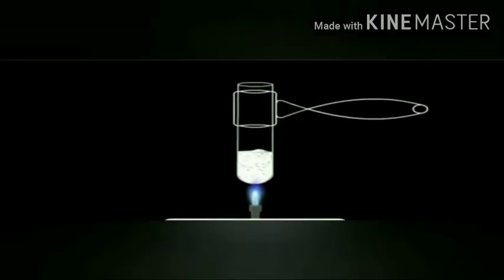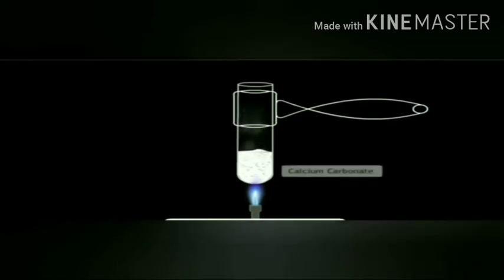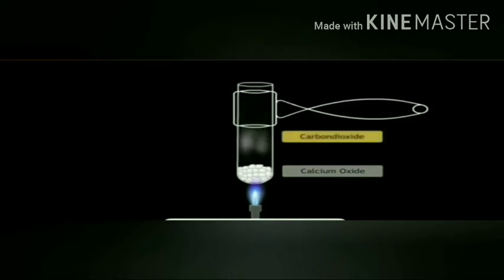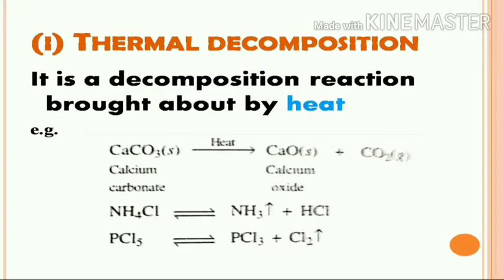Decomposition by the action of heat is called thermal decomposition. For example, calcium carbonate on thermal decomposition gives calcium oxide and carbon dioxide. So, a decomposition reaction brought about by heat is called a thermal decomposition reaction.